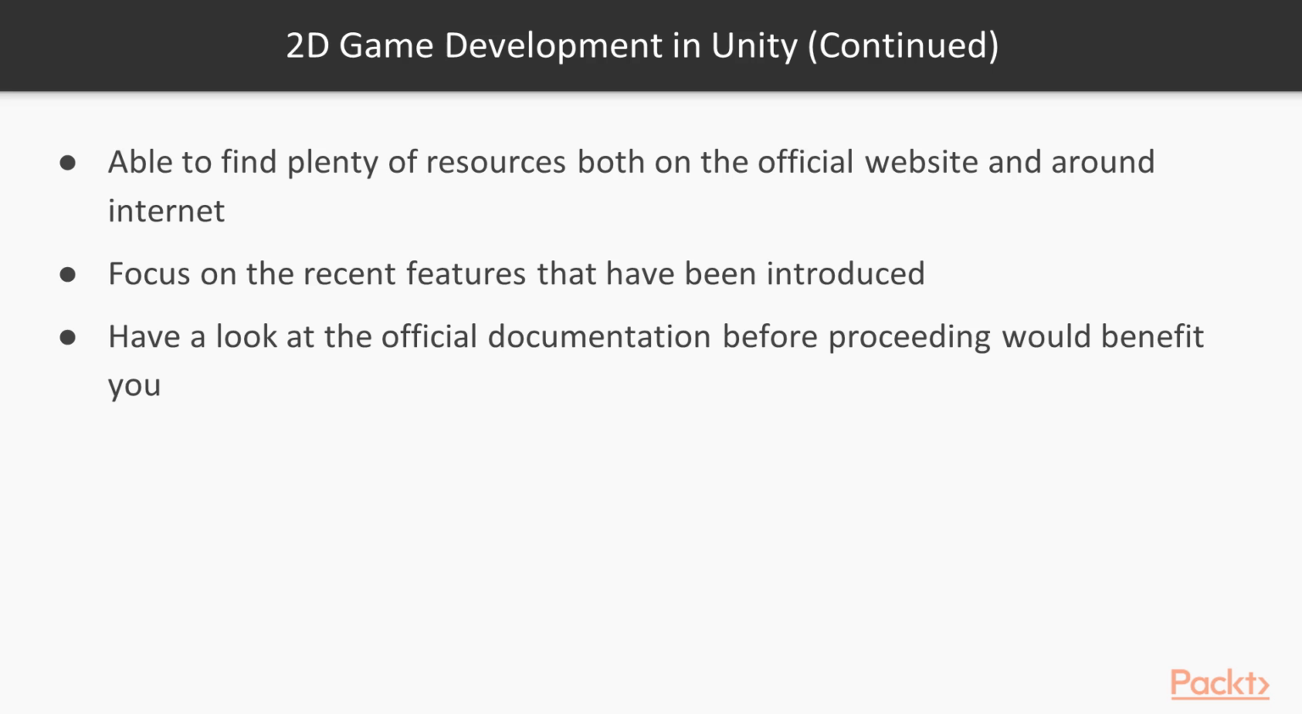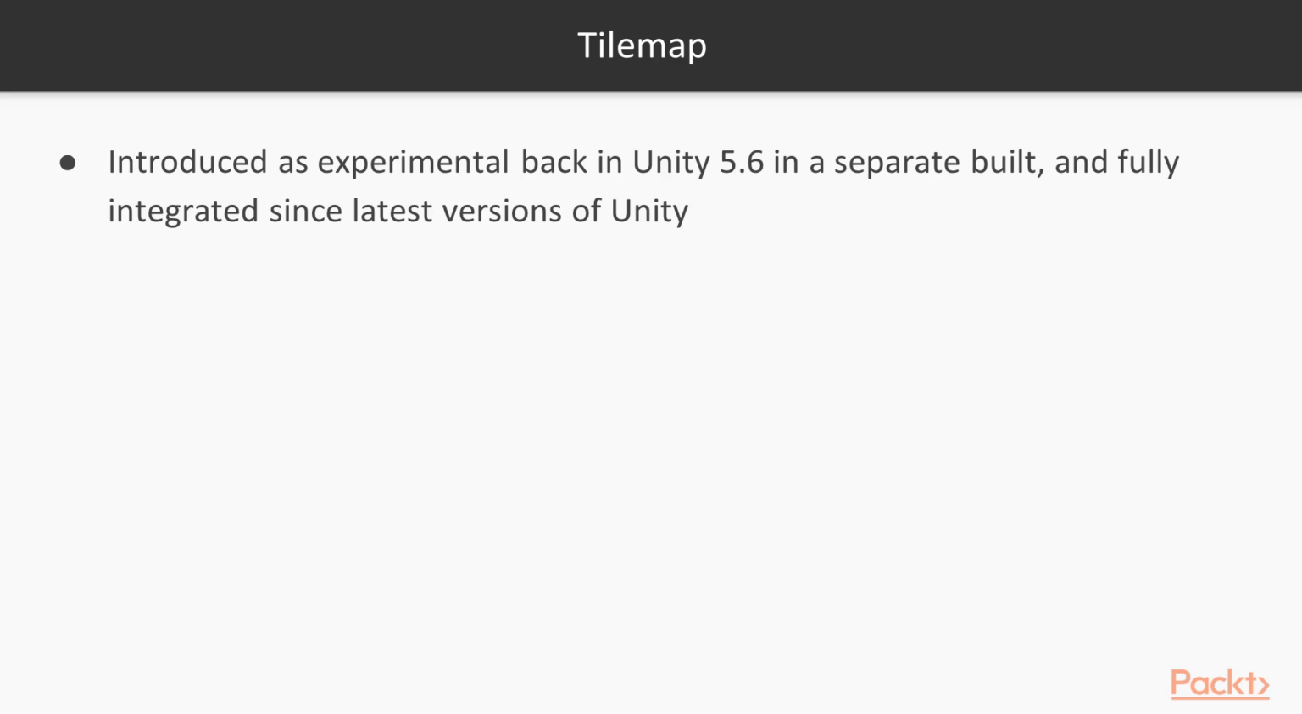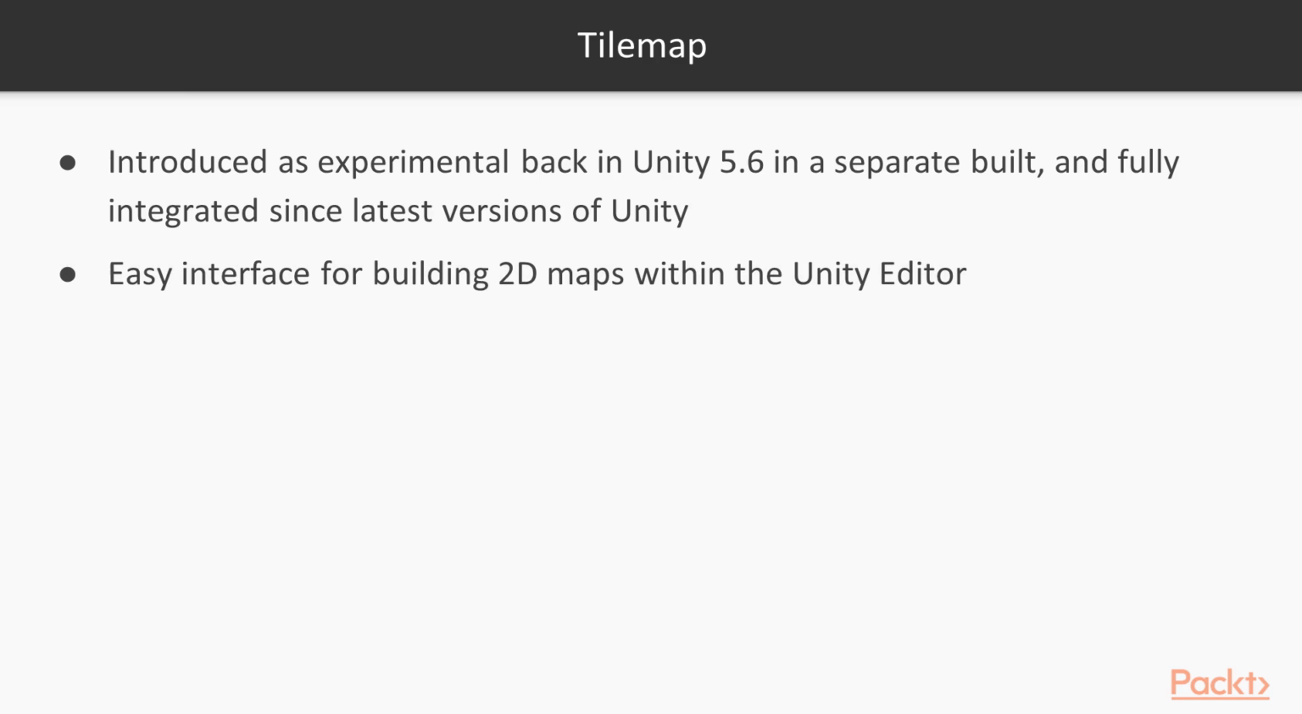So in this section we're going to talk about Tilemap. Tilemap is a feature that was introduced back in Unity 5.6 in a separate build, but has been fully integrated since later versions of Unity, something around 2017.2. It is basically an easy interface for building 2D maps within the Unity editor.